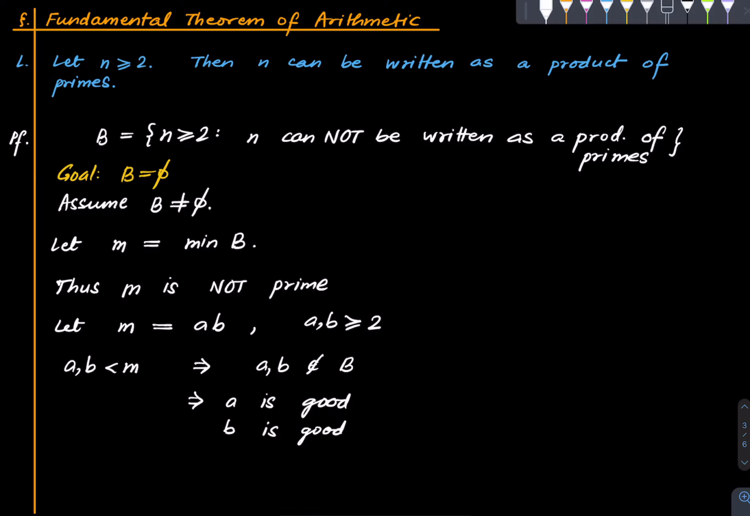That is something that we note, because if you have two good things, a and b, this can be written as a product of primes, that can be written as a product of primes. Therefore, their product can also be written as a product of primes. So since the product of two good things is good, we see that m is also good. And that's a contradiction, because m was bad. m was the smallest bad thing. So that's the formal way to write it.